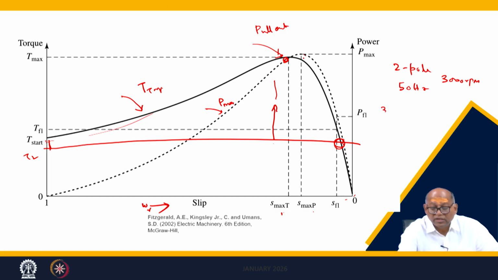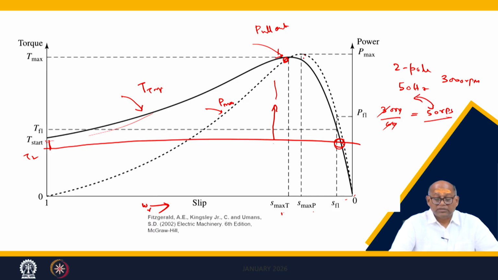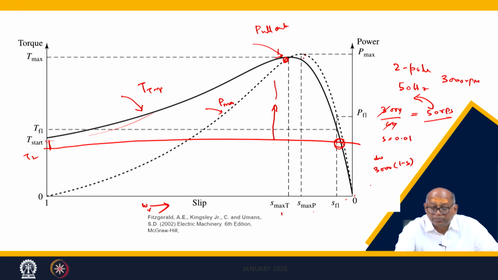3000 by 60, how much is it equal to? 50 rps, 50 revolutions per second, or 50 Hz, you can say. Okay, suppose the slip is very small, let us say 0.01. That means the rotor speed is 3000 into (1 minus slip), which is 3000 into 0.99. So, that is about 2970 rpm, something like that.